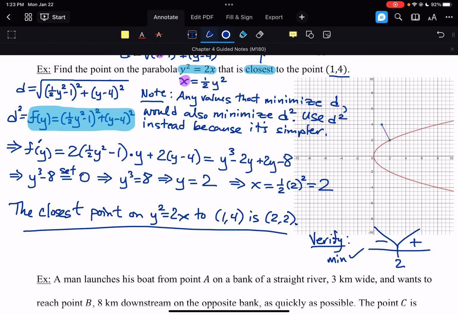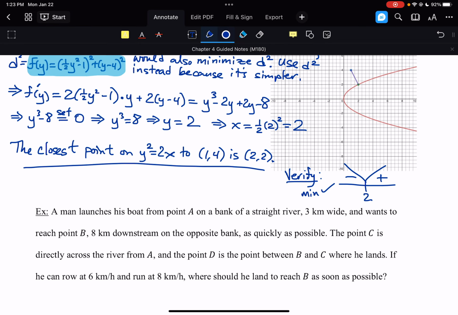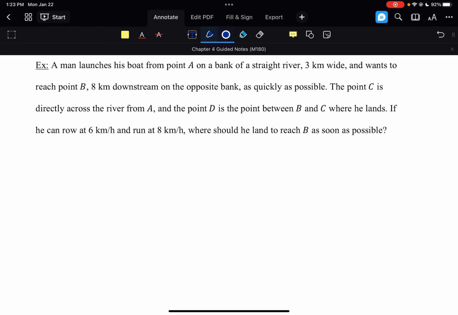All right. Let's take a look at one more. A man launches his boat from point A on a bank of a straight river 3 kilometers wide and wants to reach point B 8 kilometers downstream on the opposite bank as quickly as possible. The point C is directly across the river from A, and the point D is the point between B and C where he lands. If he can row at 6 kilometers per hour and run at 8 kilometers per hour, where should he land to reach B as soon as possible?